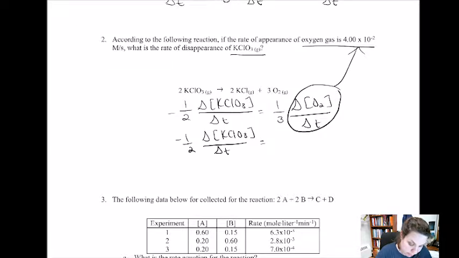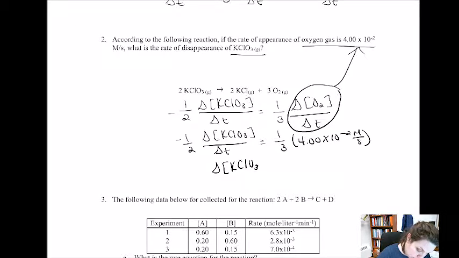Okay, so that'd be equal to 1/3 times 4.00 times 10 to the -2 molarity over seconds. And if we solve for this, we get a rate of disappearance equal to -2.67 times 10 to the -2 molarity over seconds.